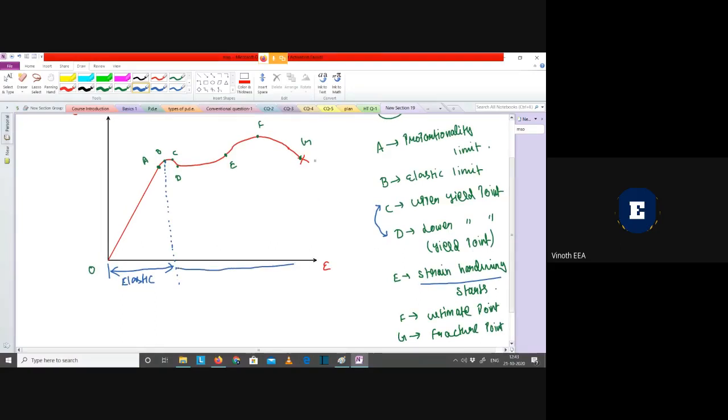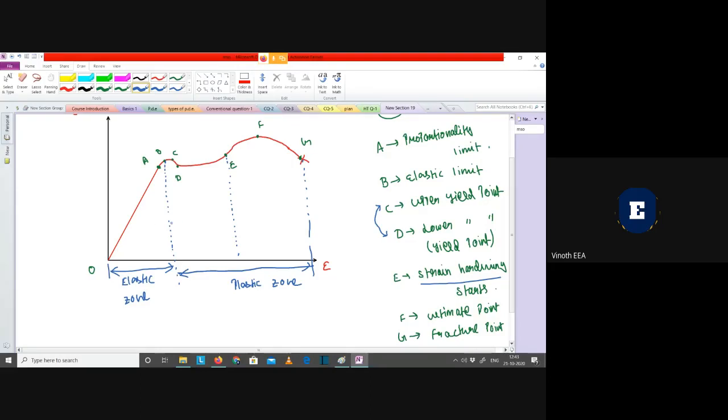This remaining region is the plastic zone. The total zone is the plastic zone, and from O to B it is the elastic zone, and from B until G it is the plastic zone. Now I can divide this further, from this point until E, where the strain hardening starts.